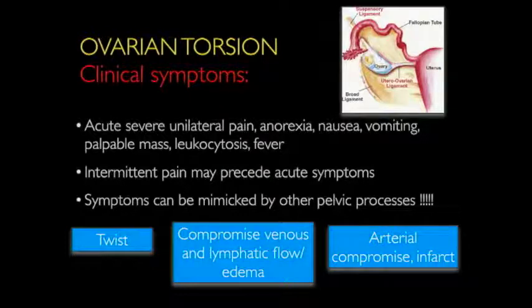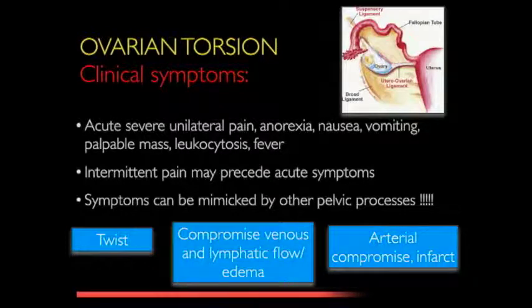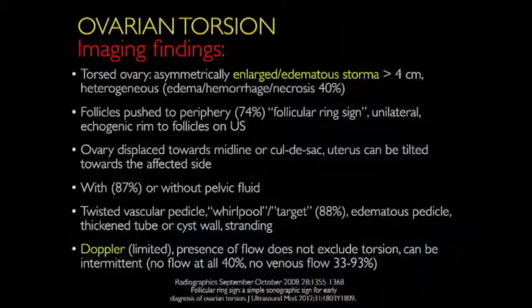So what happens? The ovary twists, and initially you have compromise of the venous and lymphatic flow, because the walls of the veins and lymphatics are much weaker than those of the arteries. And the more the ovary swells, eventually you can completely cut off the arterial flow, and then you can infarct or hemorrhage into the ovary. So what are the imaging findings?